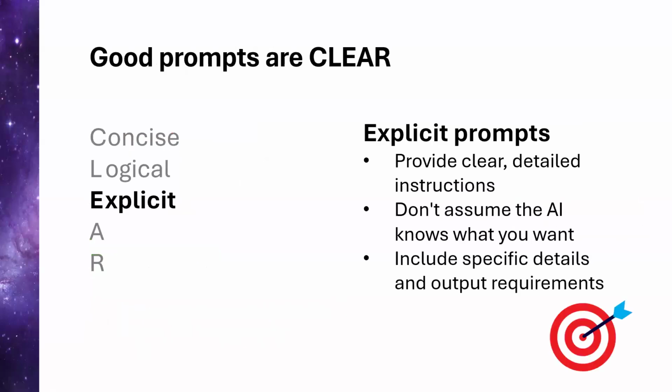All right, back to our acronym. The E in CLEAR stands for explicit, meaning specific and detailed. So instead of assuming that the AI tool knows what you want, be specific about the information or the content that you need. Explicit prompts include directions about how the AI should create its response or its output, and that includes details about the format and the length.